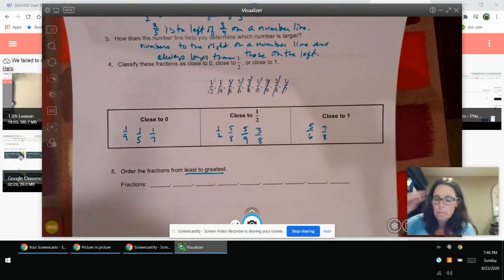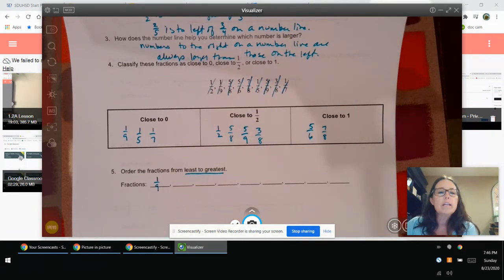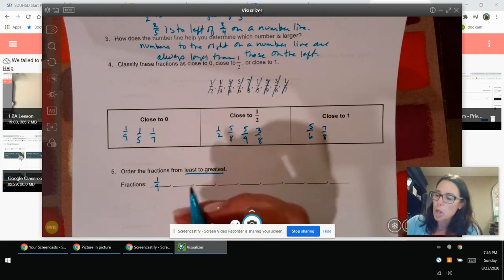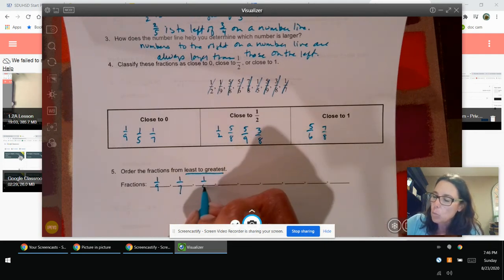Okay, so 1 part of 9 is the smallest. If you put that in a calculator, 1 divided by 9, that decimal value would be much smaller than 1 part of 7, which would be next, and then 1 part of 5.